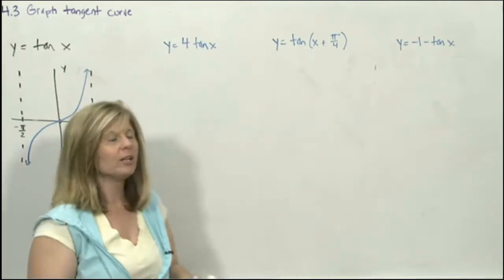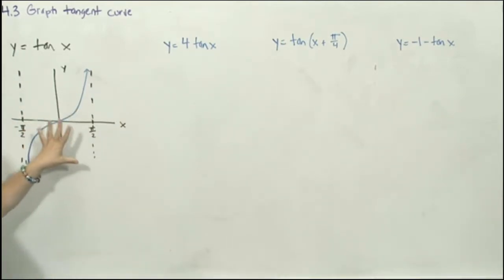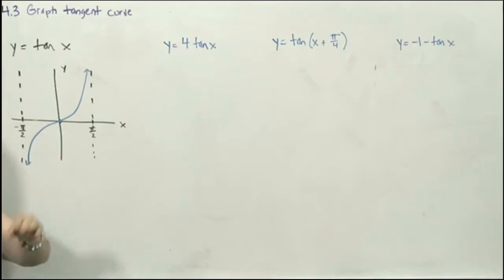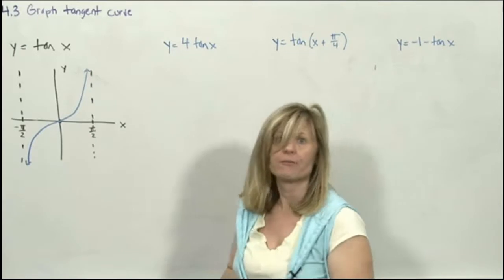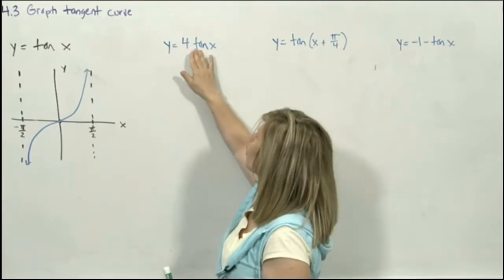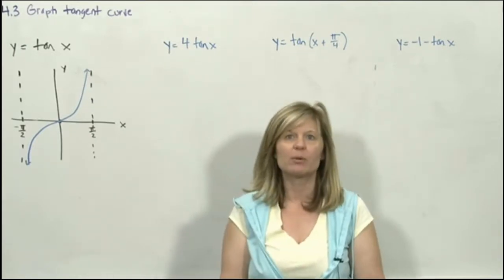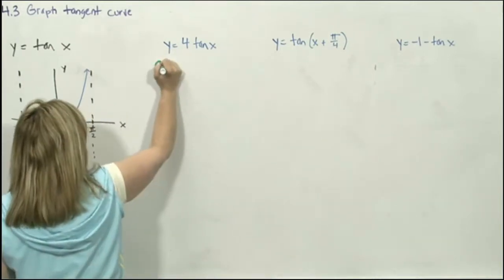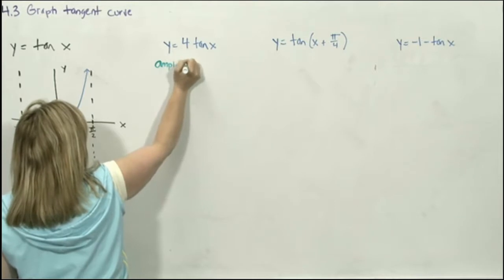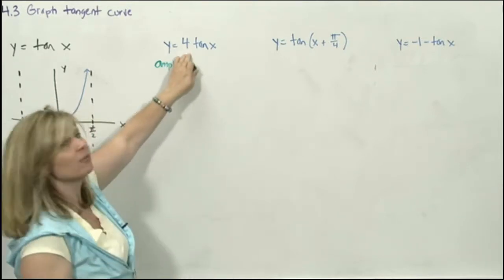Okay, now that we know what the parent function for tangent looks like, now we're going to do our transformations. I have 3 examples I want us to work through. The first equation is y equals 4 tangent x. So just like we did with sine and cosine, we're going to list our information. What is our amplitude? Well, if this was sine and cosine, we would say 4.